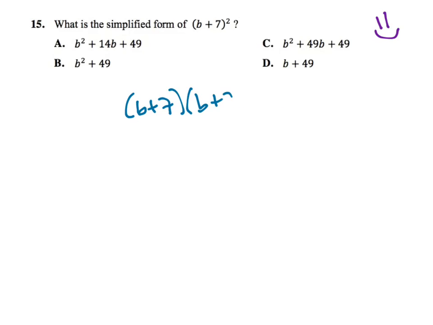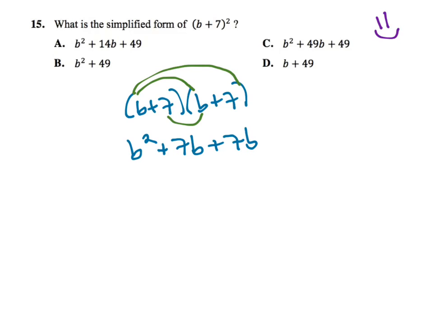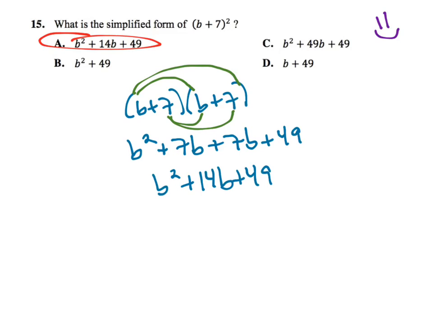b plus 7 times b plus 7. Multiply my firsts, give me b squared. My outsides give me 7b. My insides also give me plus 7b. And my lasts give me plus 49. Combine like terms, I have b squared plus 14b plus 49. Forgive me if I'm going a little fast on this, but I think by now we're all at the point where we know these things. So there's our answer. And good practice would be Z8.